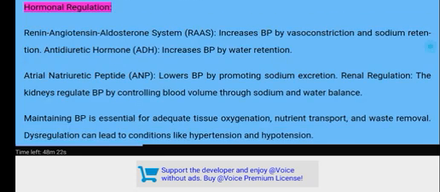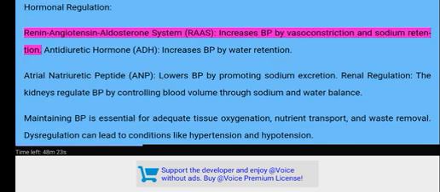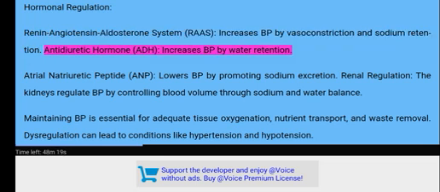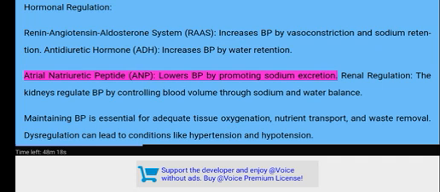Hormonal regulation. Renin-angiotensin-aldosterone system, RAAS, increases BP by vasoconstriction and sodium retention. Antidiuretic hormone, ADH, increases BP by water retention. Atrial natriuretic peptide, ANP, lowers BP by promoting sodium excretion.